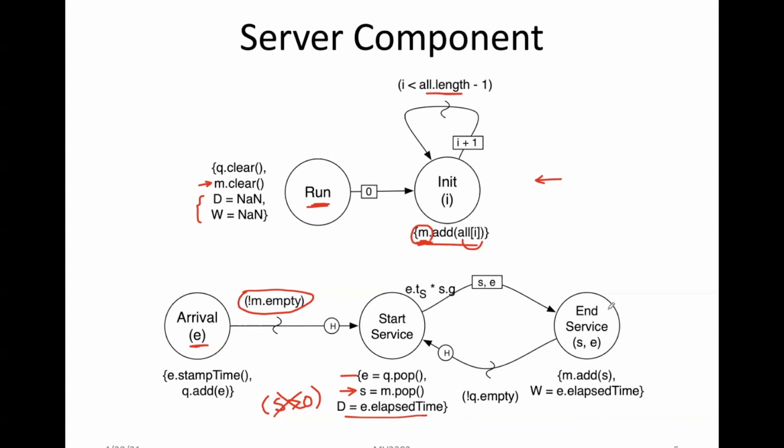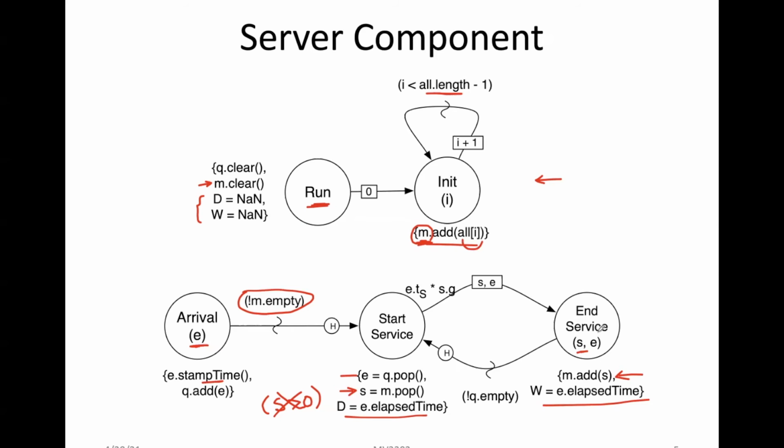Now let's finally look at the end service. So here's the thing about the end service. We need two arguments here. We always need the server. We need to know which server ended service so we can add them back in to our available servers container. So we do need at least the server. Now, the only reason we have our customer as well is because we want to compute the time that they spent in the whole system. And that's the elapsed time since their timestamp back when they arrived.